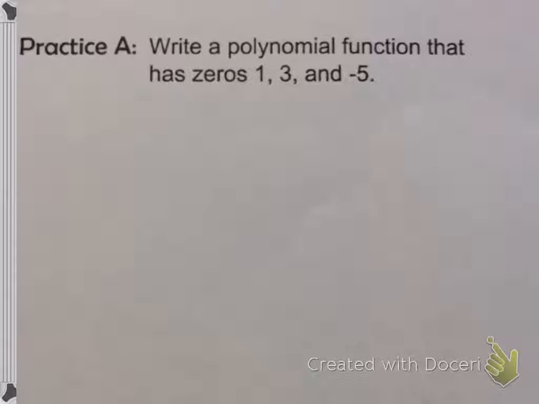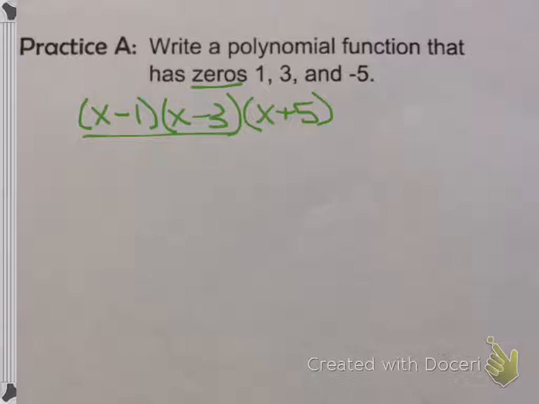The next example here says write a polynomial function that has zeros of 1, 3, and negative 5. Again, zeros, roots, solutions, those are all the same thing. So those are my answers, my x-intercepts for my graphs here. I'm just going to put those back in the parentheses as their opposites. So x minus 1, x minus 3, and x plus 5. And I'm going to start my multiplication. I'm going to do the first two together and then bring that x plus 5 down when I'm done.